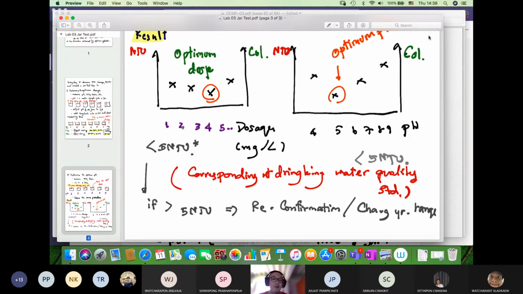Anyway, for the optimum dosage or the optimum pH, the turbidity should be smaller than 5 NTU. Okay, if it's greater than 5 NTU, there must be something wrong. Then you may have to repeat the experiments to confirm the results again.